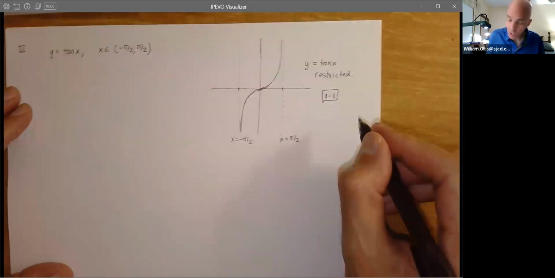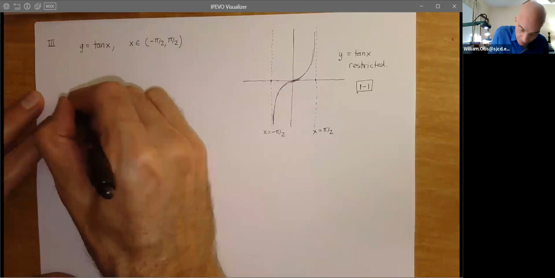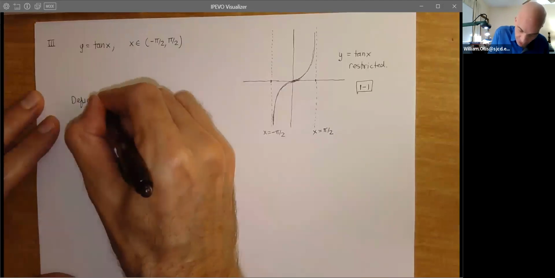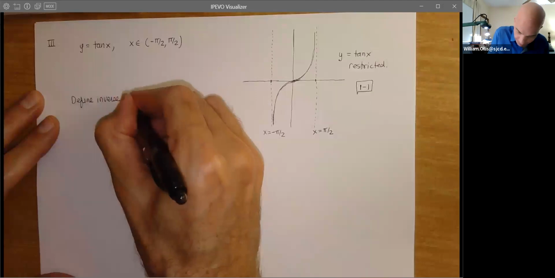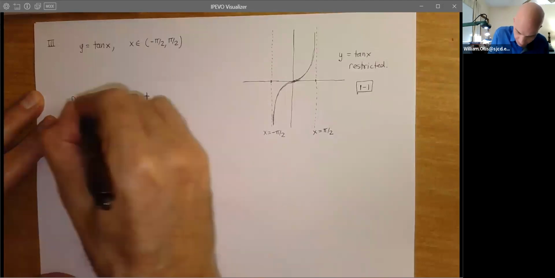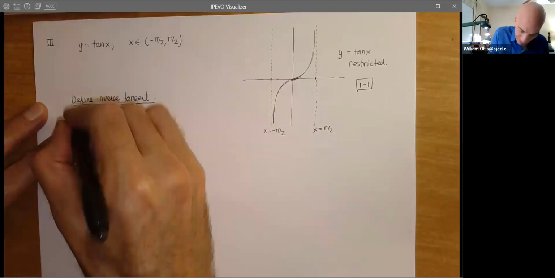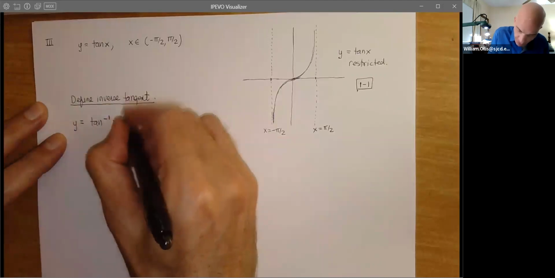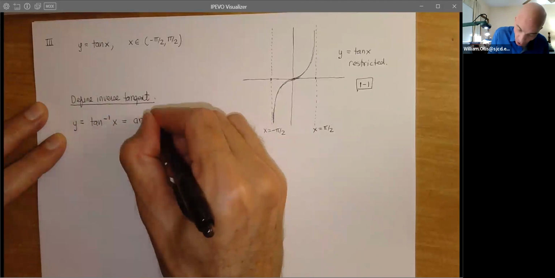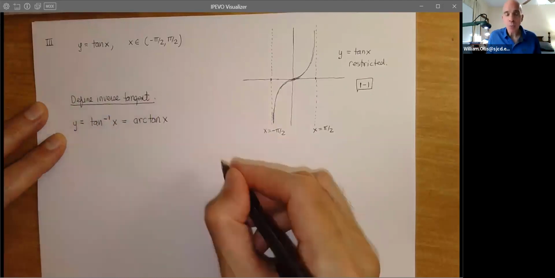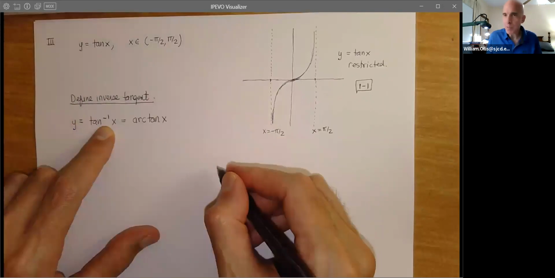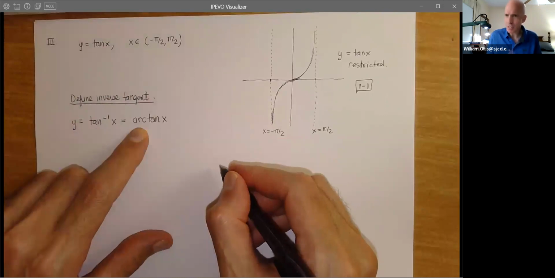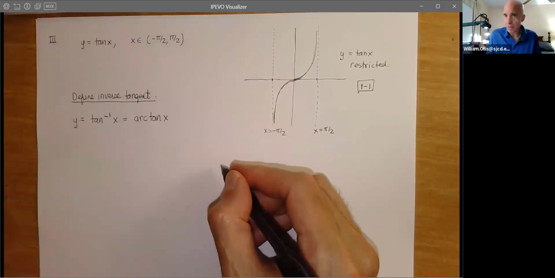One-to-one functions define inverses. So define inverse tangent. So this will be y equal inverse tangent of x, equal, again, the other way to write it is arctan. The reason I like the minus one is because it reminds me of inverse. That's the reason, and that's how I learned it. But there's nothing wrong with arctan. That's fine too. Some of my students like it better. They do their work with arctan, arcsine.